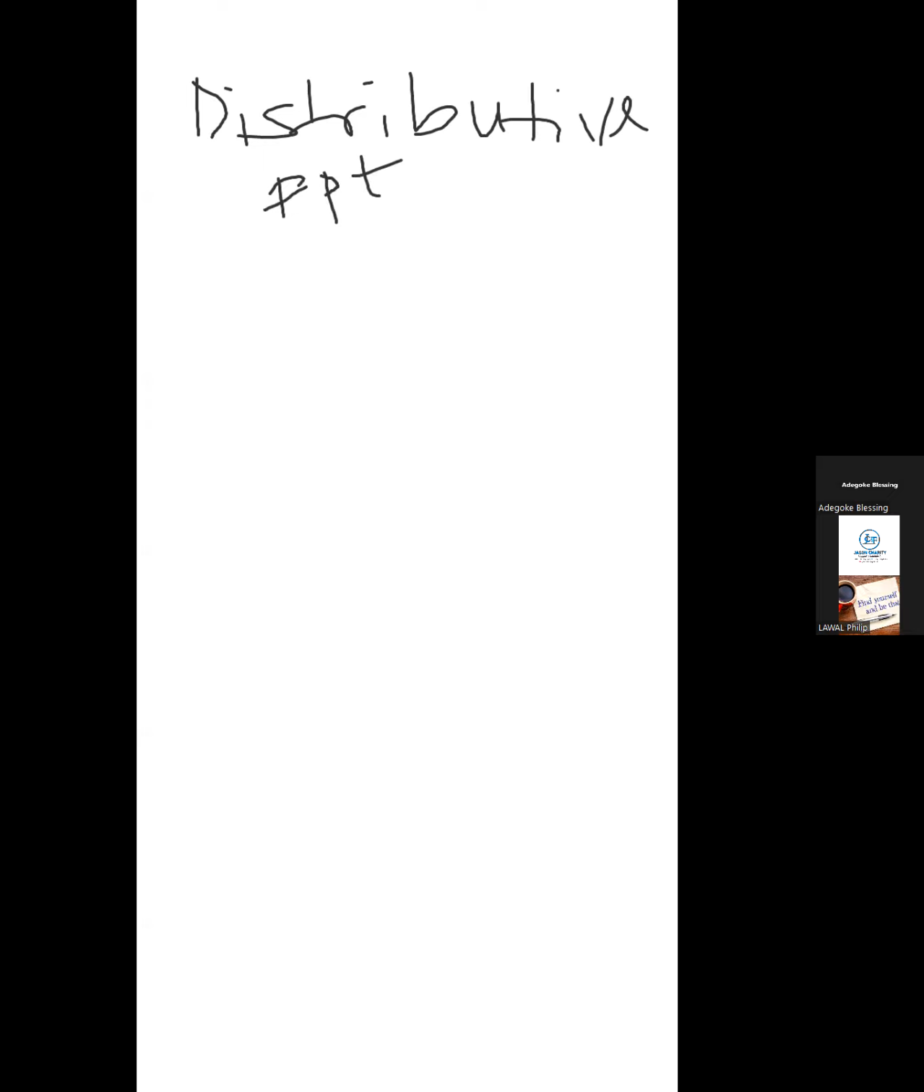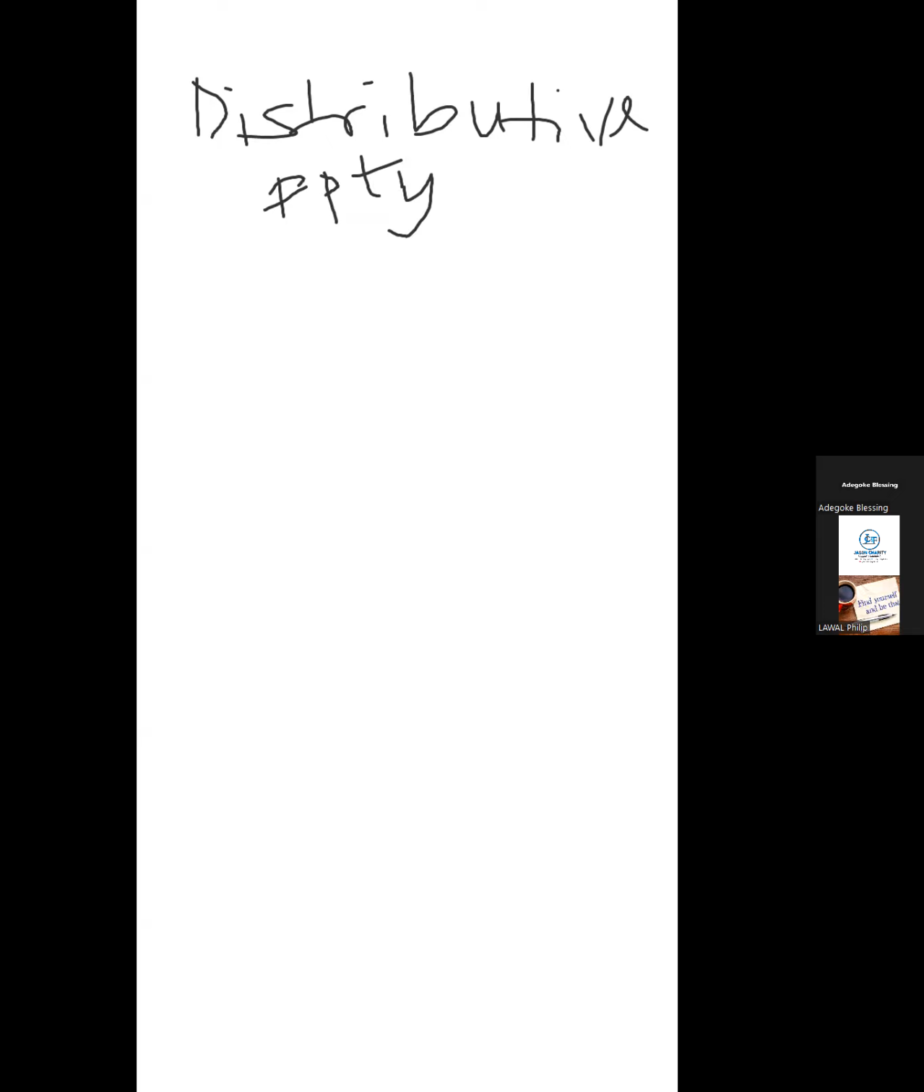PPT for student of... let me use PPTY. Students of chemistry will see PPT as precipitates, but I'm just using a shortened form for the sake of space. PPTY to mean property.